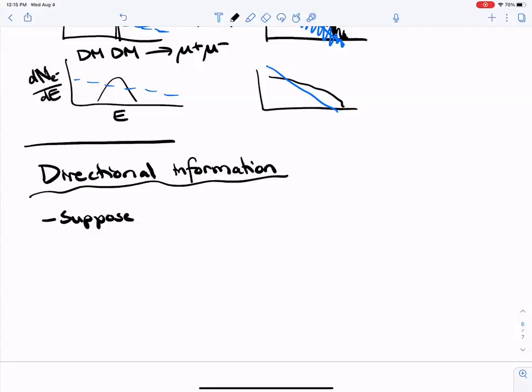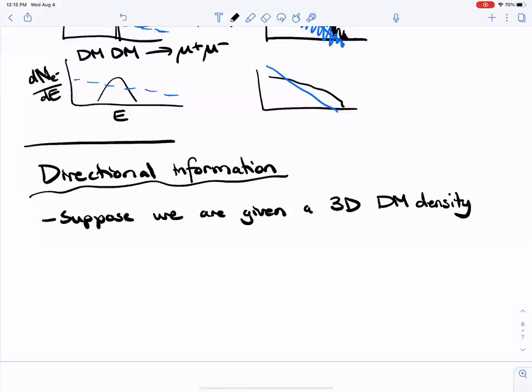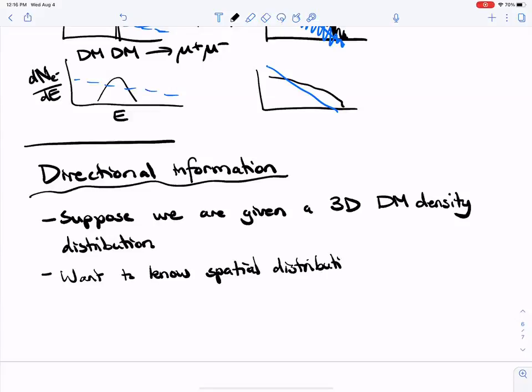Okay, so the basic inputs here are, suppose we are given some 3D distribution of dark matter, which we either observe or model. And I want to know the spatial distribution and rate of photons or neutrinos coming from dark matter annihilating in that distribution.